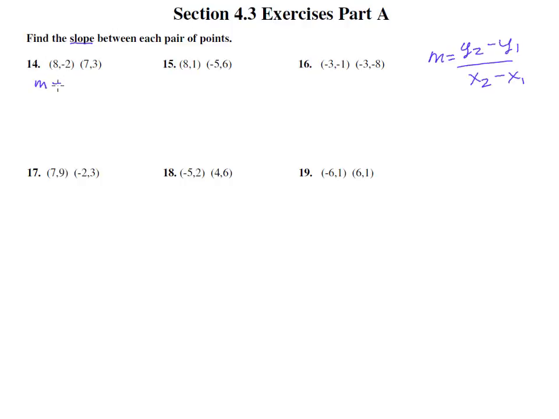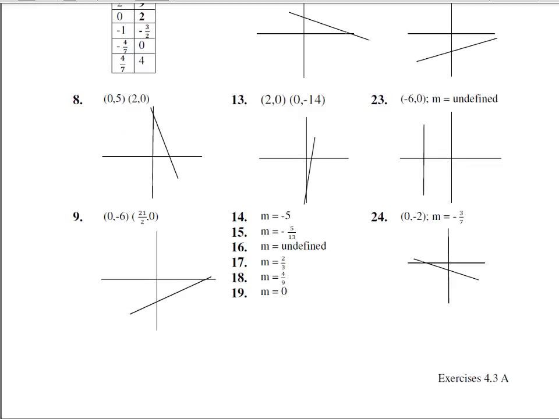The slope of number 14, y minus y, always on top with the y's, the rise, the altitude gain, over 8 minus 7. So it equals a negative 5. Now watch your negatives on there. It's a negative 2 minus 3, so you're going further in the negative direction. And then 8 minus 7 is 1. So the slope is just a negative 5. And you could write it as negative 5 over 1 if you chose. Let's check that answer. Slope is negative 5.